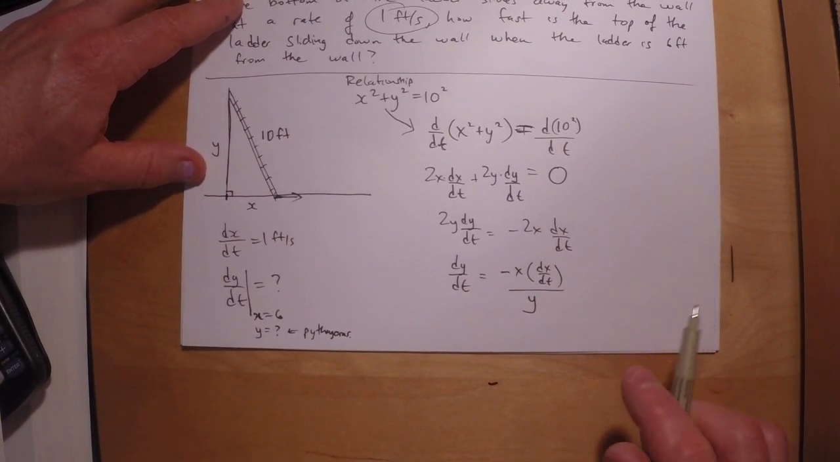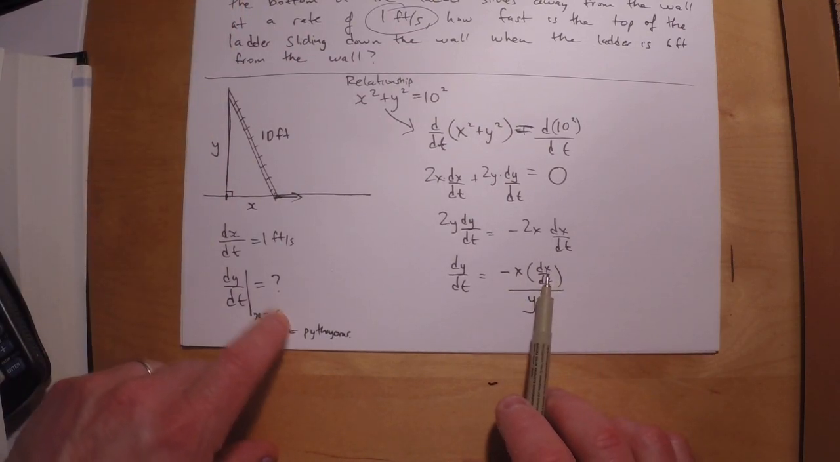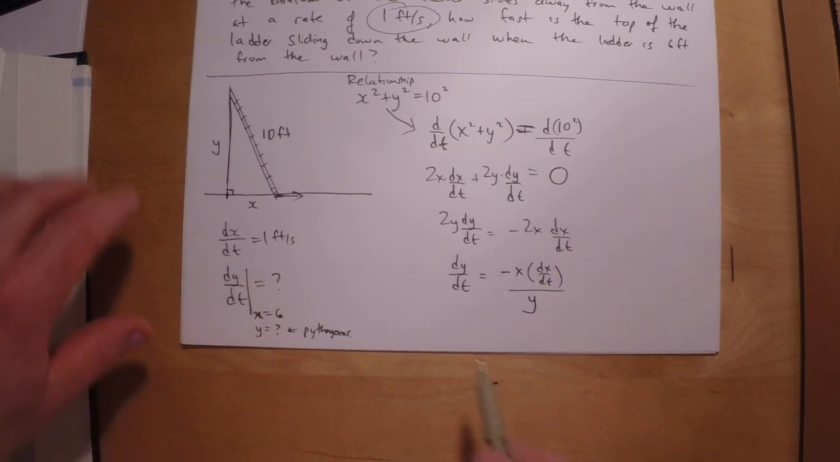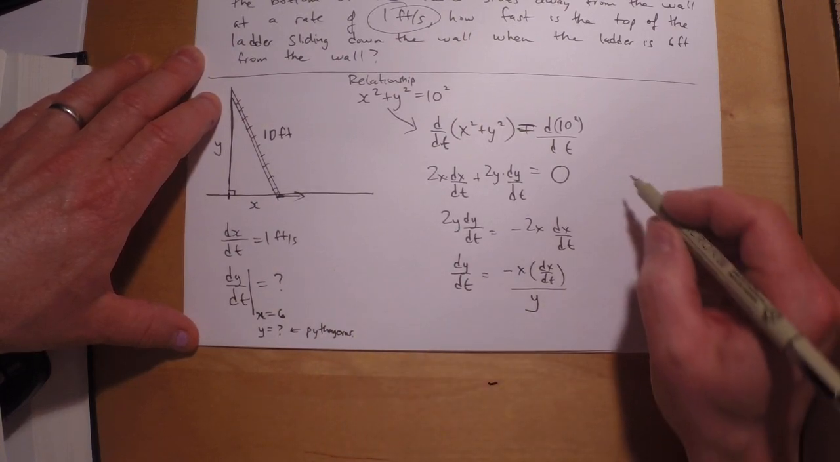And now I literally just need 3 things to answer this. I need x, which I have, is 6. I have dx/dt, which is 1. And I just need to find y. But remember, we talked about y. I'm just going to do that on the side over here.